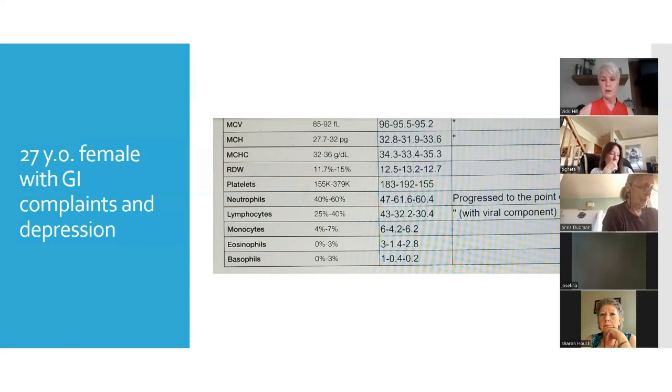So we have neutrophils here at 47. We've got 61.6 and 60.4. Lymphocytes are at 43, 32.2, and 30.4. Monocytes are at 6, 4.2, 6.2. Eosinophils are 3, 1.4, 2.8, and basophils are at 1.4 and 0.2.